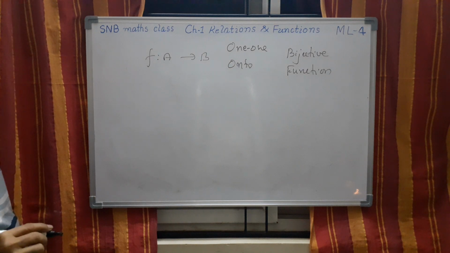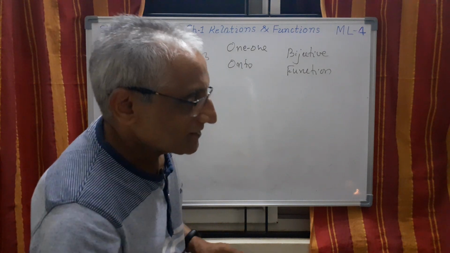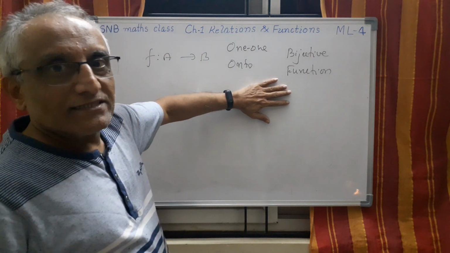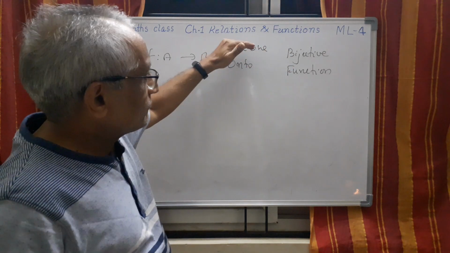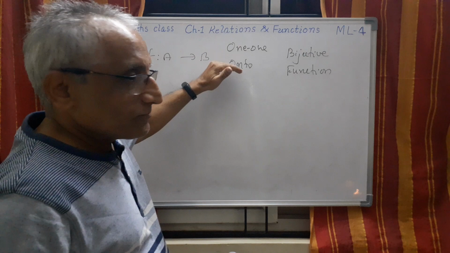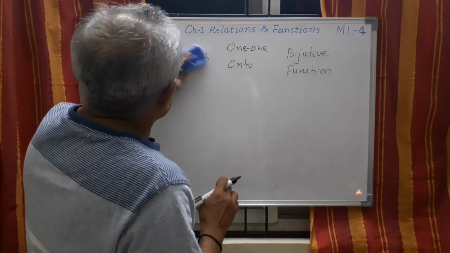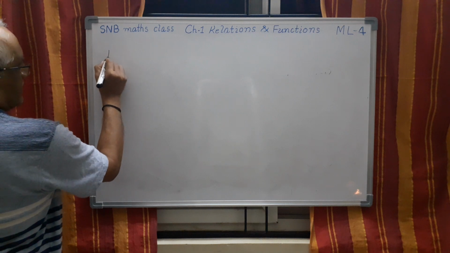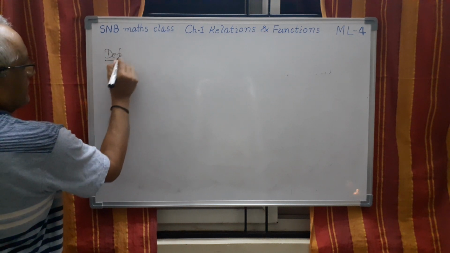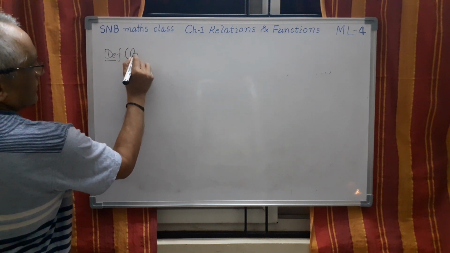So this is the thing. Here, whenever an example is given, if it is to be proved bijective, I have to prove first that it is 1-1, then we have to prove it is onto. First let me define the function, because the definition is important. Definition of a bijective function is this.